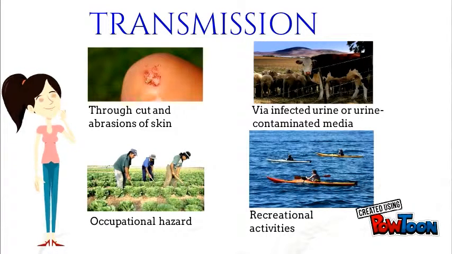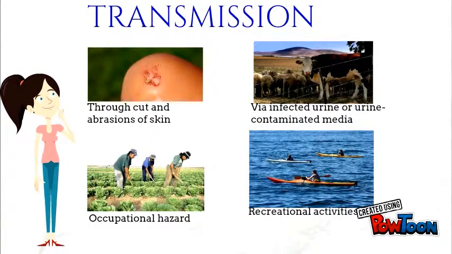So leptospirosis can be transmitted to humans through cuts and abrasions of the skin or through the mucous membrane of the eyes, nose, and mouth with contaminated water. An individual can be infected when in contact with infected organisms, via infected urine or contaminated media such as food or animal bedding. It is also considered an occupational hazard for people who work outdoors, such as farmers and animal caretakers. This disease has also been associated with recreational activities, such as kayaking, and it can also be due to household exposure, such as dogs and domesticated livestock.